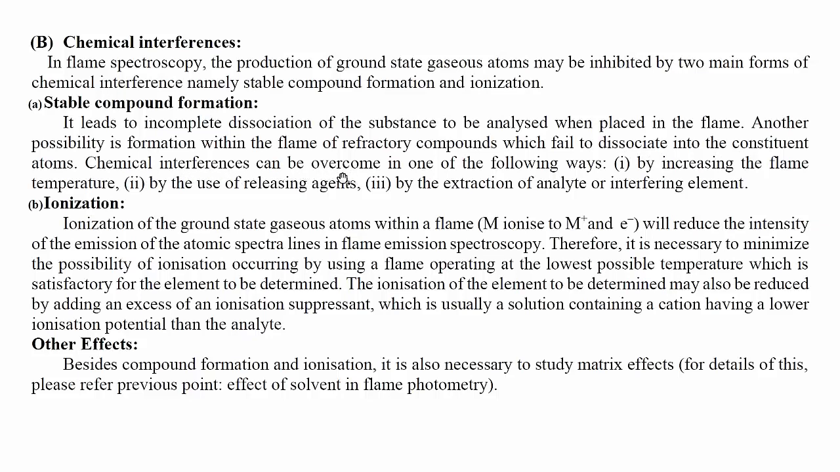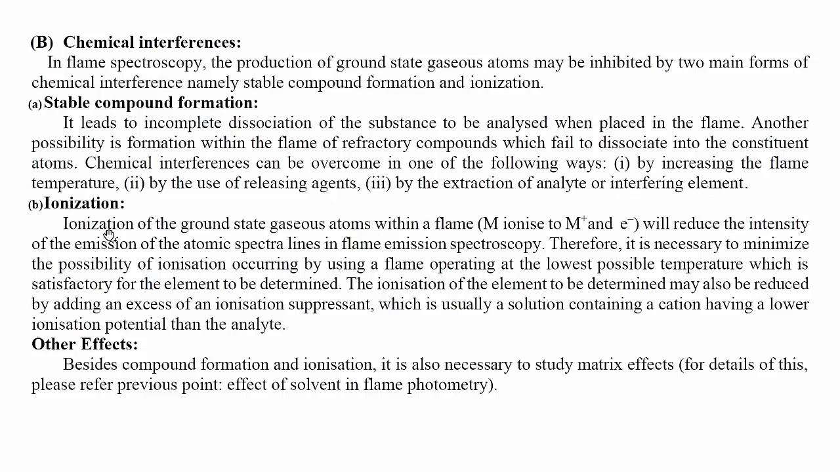Chemical interferences can be overcome in one of the following ways: 1. By increasing the flame temperature. 2. By the use of releasing agents. 3. By the extraction of analyte or interfering element.